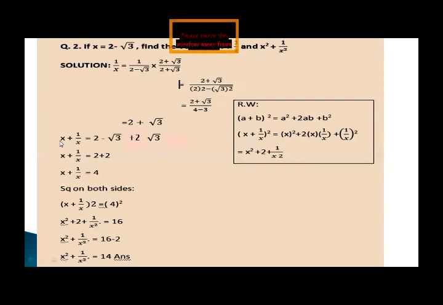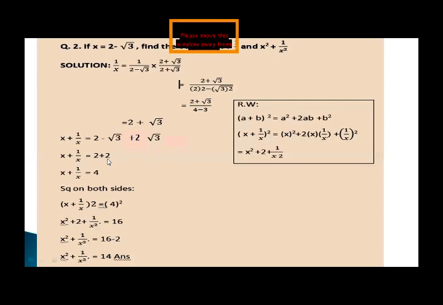Now come to the actual question. They are saying find x plus 1 over x. At this stage, x is given in the question, the value is 2 minus root 3. And 1 over x we have already calculated as 2 plus root 3. So x plus 1 over x is equal to the value of x plus the value of 1 over x. So 2 minus root 3 plus 2 plus root 3, this is the value of your 1 over x, 2 plus root 3, right?